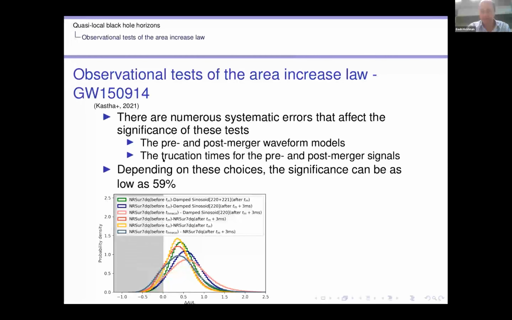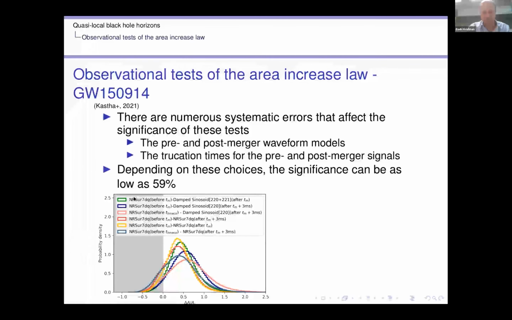And then similarly, the truncation time, right? You want to know after what time the ring down description is valid, and that gets us into questions about what ring down models, and the question of the overtones or not. I won't get into that, just to tell you that there are numerous choices that one could make, which are all reasonable. And depending on these choices, the significance of this test can be as low as 60% or thereabouts.